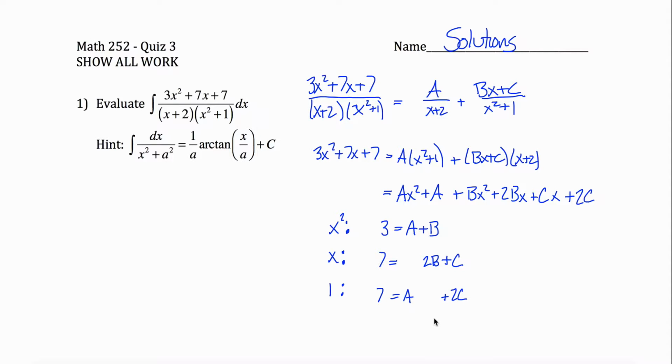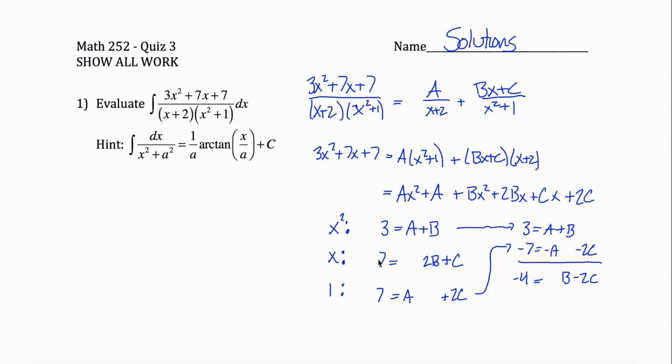Now what I want to do is solve for A, B, and C, so I want to solve this system of linear equations. One way is to take the first equation and leave it as is, so 3 equals A plus B. Then take this equation down here, but take the negative of it, so negative 7 equals negative A minus 2C. If I add these two equations, I get negative 4 equals, the A's cancel, B minus 2C.